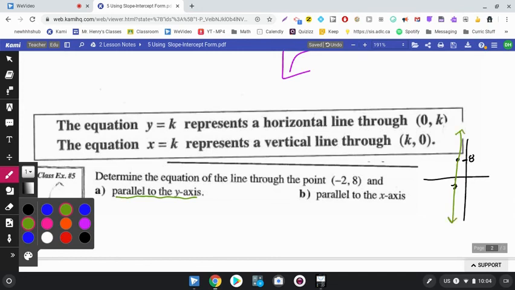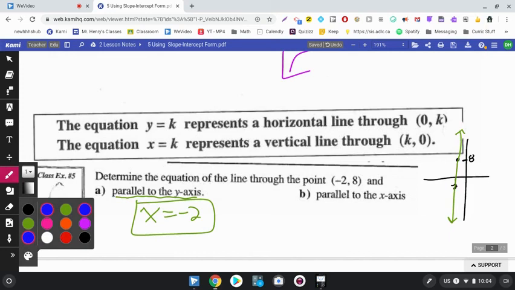So with that, my y values are changing. My y values could really be anything, but no matter what, the x value is always -2. No matter how high or low I go, that is the guarantee. That's how I can write the equation of the line.